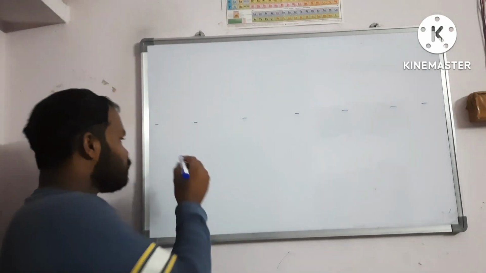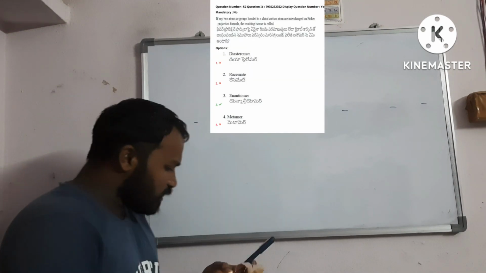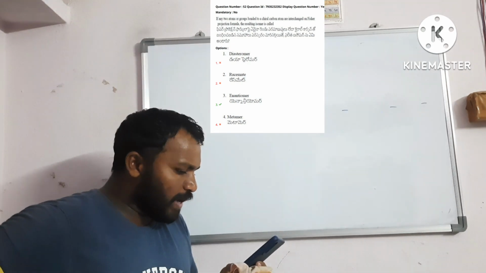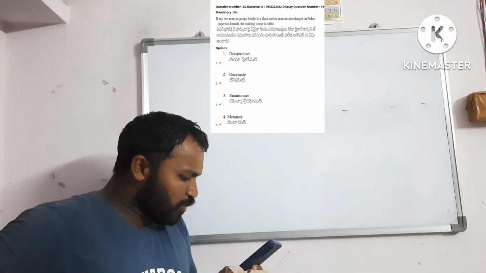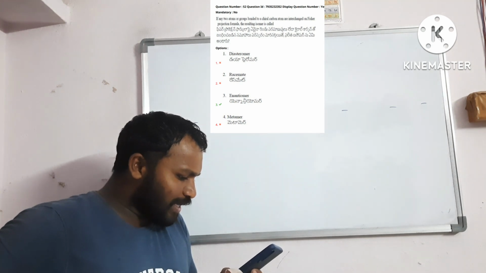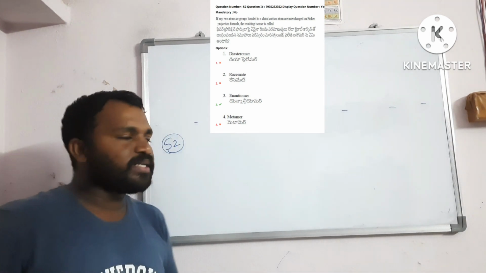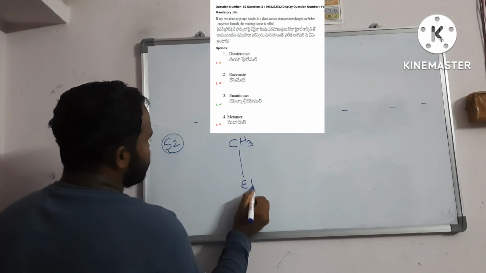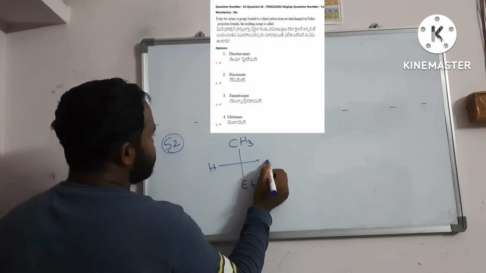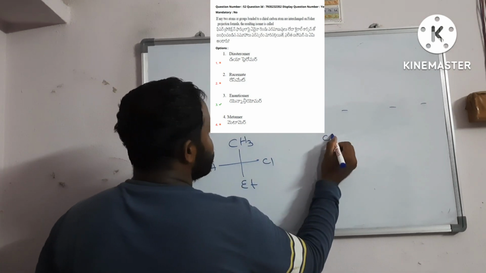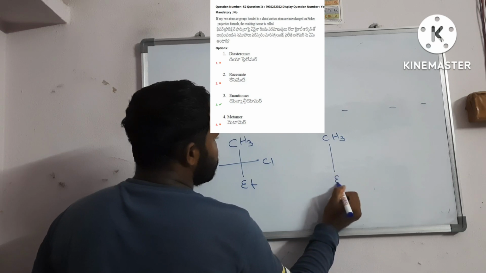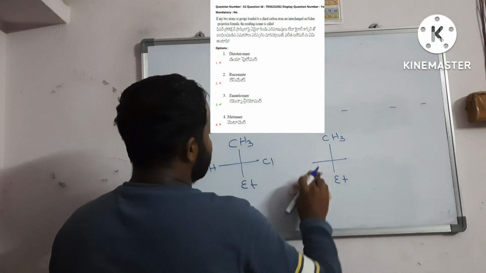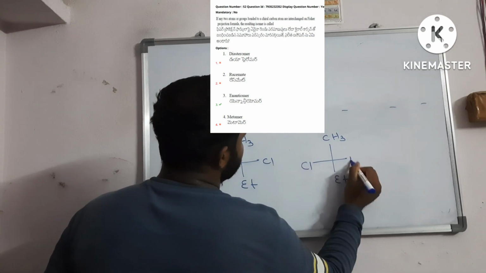Next question number 52. If any two atoms or groups bonded to a chiral carbon atom are interchanged on the Fischer projection formula, the resulting isomer is called? For example, this is the CH3, this is the ethyl group, here hydrogen, this is the chloride. One more example I am taking: same CH3, this is the ethyl, now this is the hydrogen, this is the Cl you can take, and this is the hydrogen.